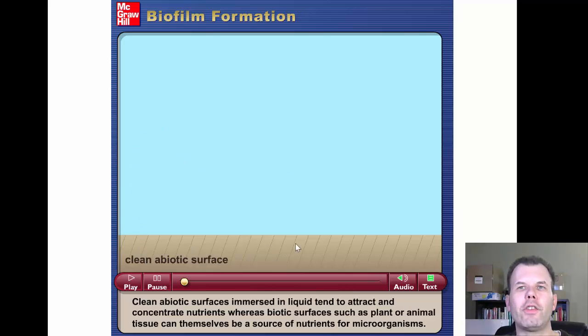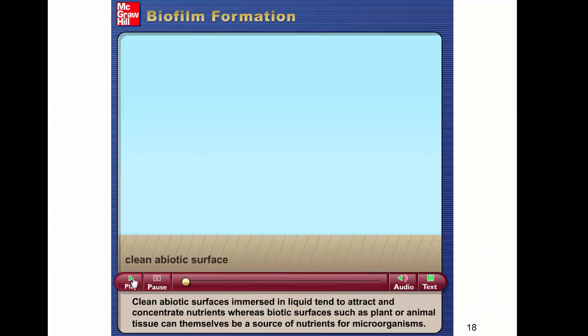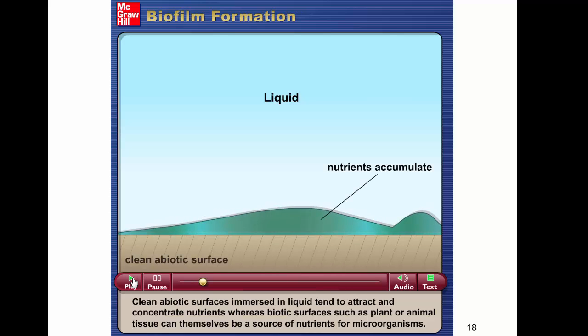So think of this as the surface of your tooth or a clean surface, maybe a plastic that you have inserted into a patient. And this is how a biofilm will form. Clean, abiotic surfaces immersed in liquid tend to attract and concentrate nutrients, whereas biotic surfaces such as plant or animal tissue can themselves be a source of nutrients for microorganisms.